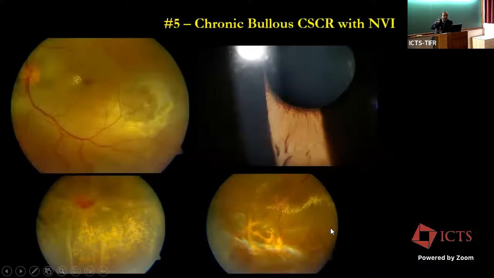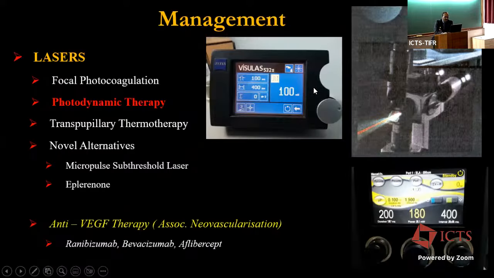You can also present with inferior detachments. Although I said it's a macular disease, in severe cases, there can be an entire detachment of the inferior retina with neovascularization in the periphery as well as on the iris in front. Management is with focal lasers if it is a focal leak, but if it's a diffuse leak, we do something called photodynamic therapy. We give an injection to the arm, and we apply a cold laser to the eye. Other alternatives are also there: transpupillary thermotherapy, subthreshold micropulse laser. If CSCR develops neovascularization, then we give the anti-VEGF injections that I talked about.